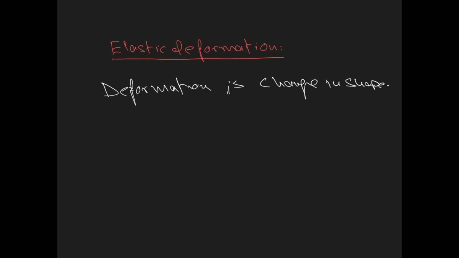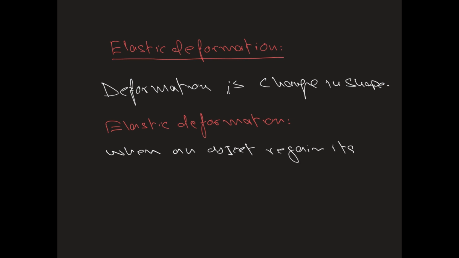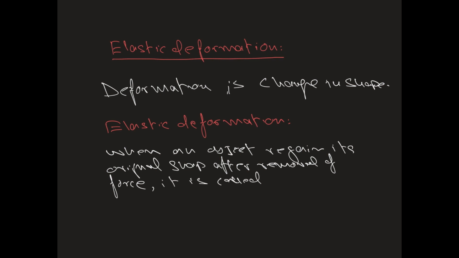So what is elastic deformation? Elastic deformation: when an object regains its original shape after removal of force, this type of deformation is called elastic deformation.